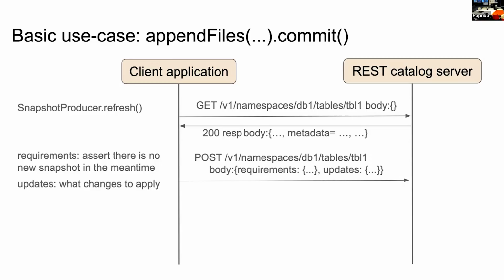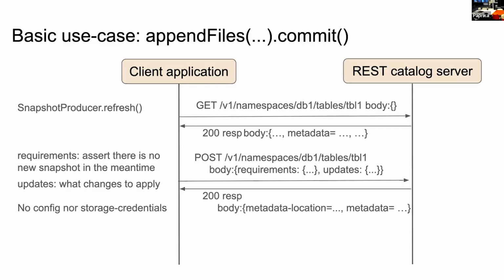On the other hand, the requirements are checks you can send to the REST catalog for what you want the REST catalog to perform. For instance, when you apply your changes on the client side, you know what the latest snapshot was. And you can tell the catalog that this was the latest snapshot, and when you apply the changes, I want you to make sure that this is still the latest snapshot and no one concurrently changed the table. So these are kind of requirements that you can send to the server side for the REST catalog to perform.